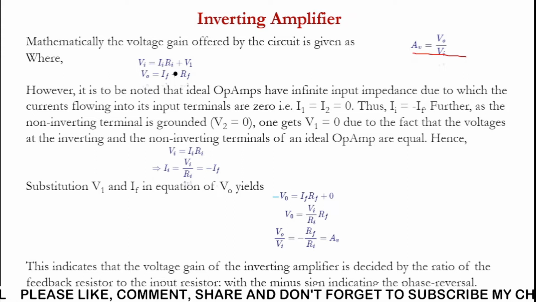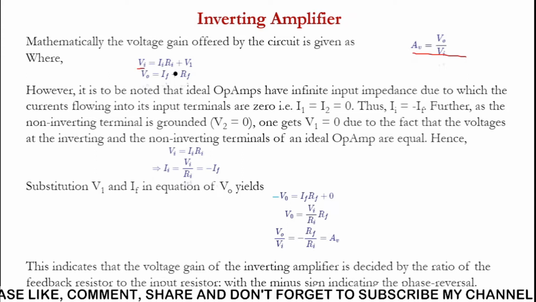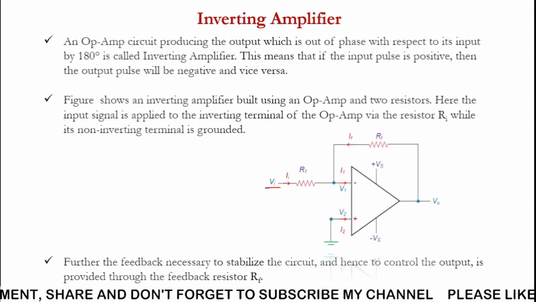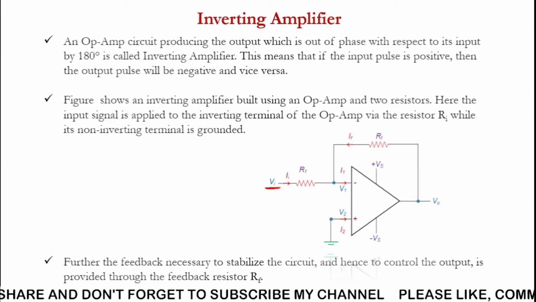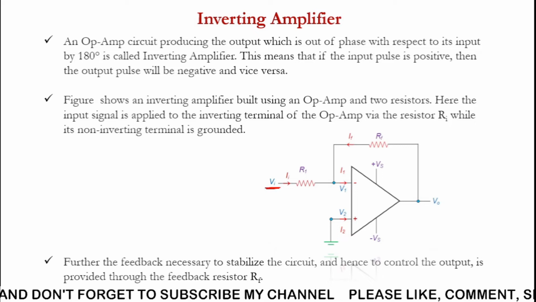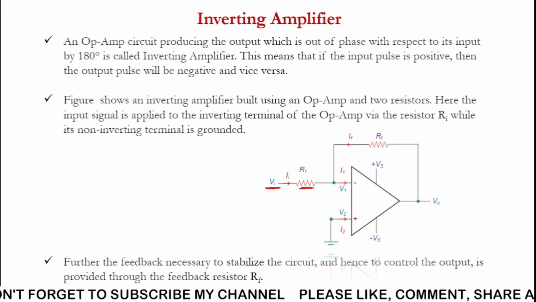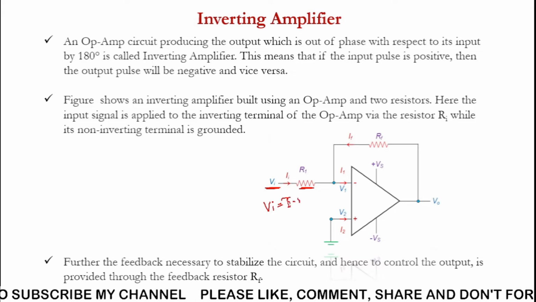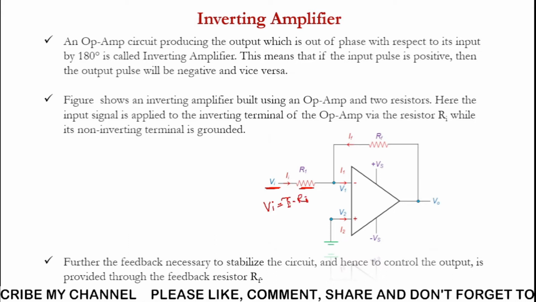Look here, the gain formula is AV equal to V out upon V in, where Vi is equal to Ii into Ri. How it comes is given here. Vi is the voltage across the resistance R1, which we can consider as Ri. That's why V1 is at 0.